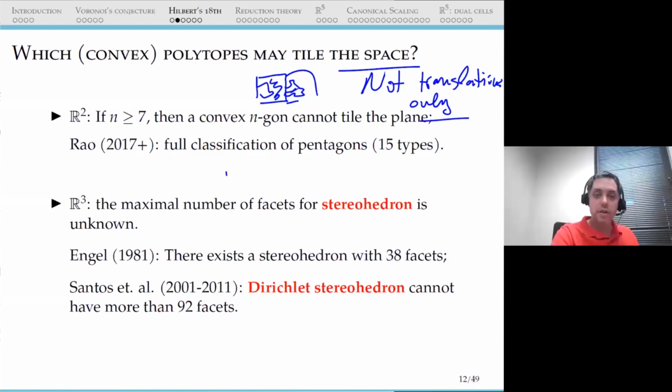So for example, for the simplest one, for a pentagon, we can start from something like that, then attach another copy here, and then just copy that rectangle to tile the plane, right? And actually, it's not even edge to edge. So all the types are considered. For pentagons, the final result was announced by Rao, but as far as I know, it's still not published yet. So maybe the paper is still under review.